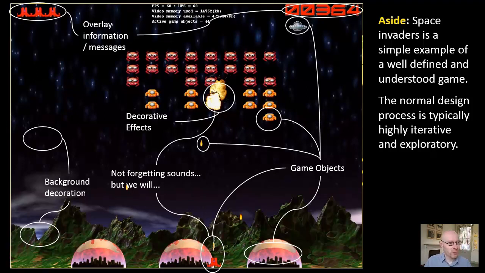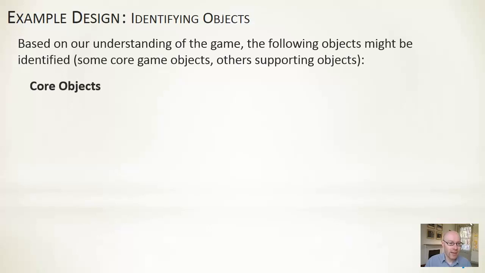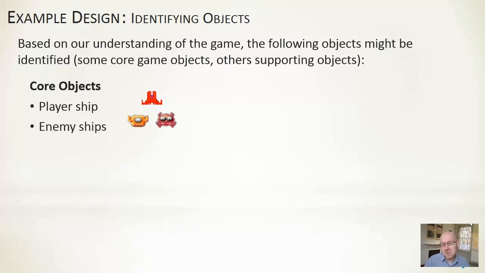So let's start off first of all. We're going to try to identify the objects that we have, and we largely did that in the previous slide, but we'll just relist them here. So we have core objects, things that are essential to the game. We've got the player ship. We've got a couple of enemy ships. In Space Invaders, in essence, these things may look different, but they don't behave differently. So in this sense, we're going to create them roughly as the same object.